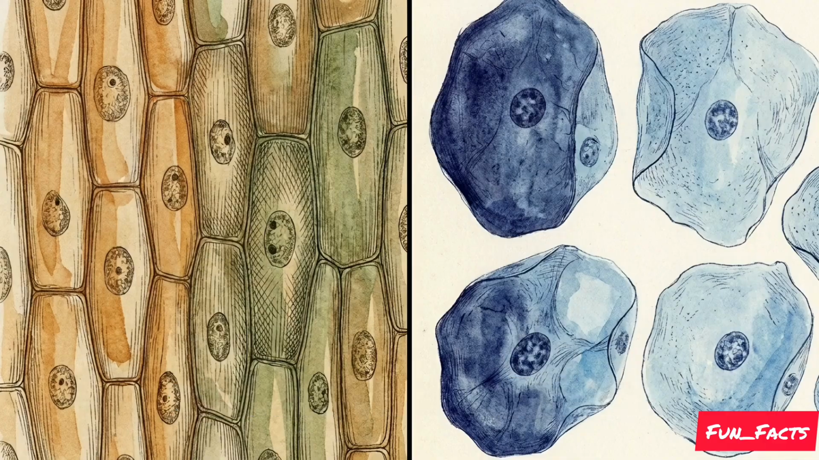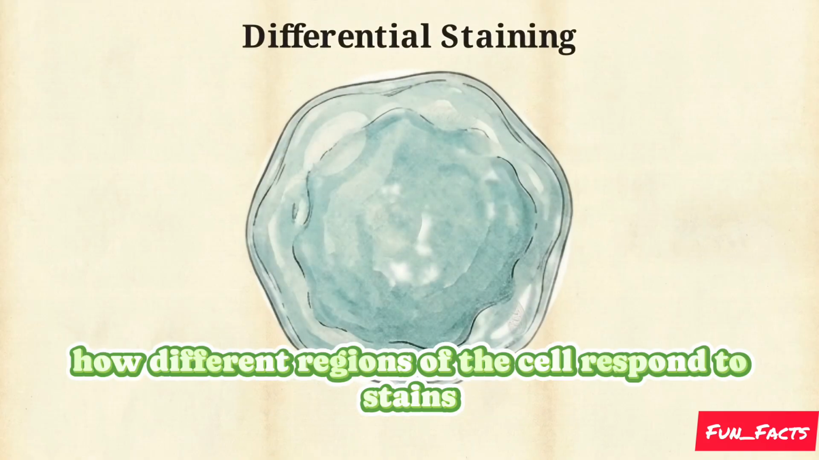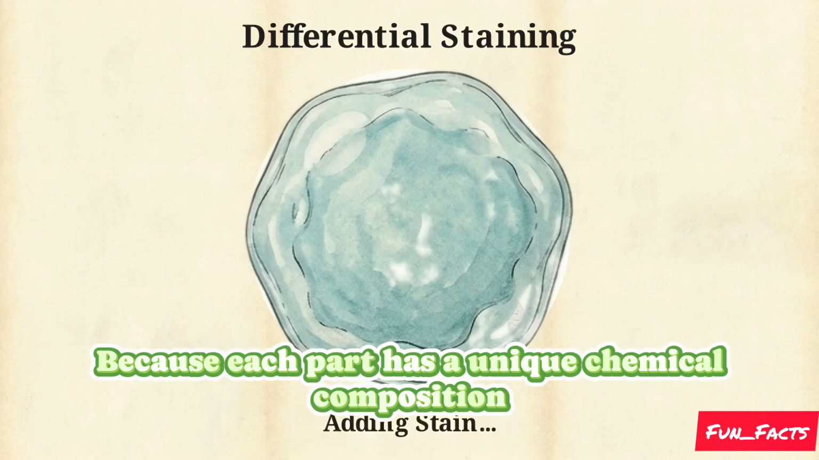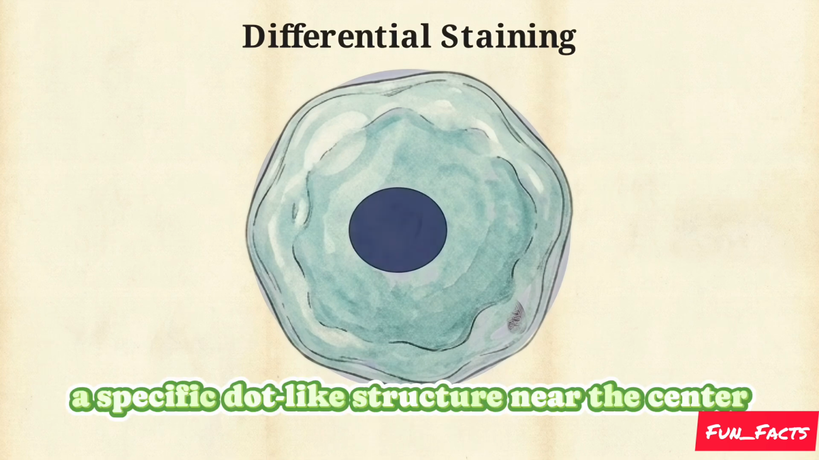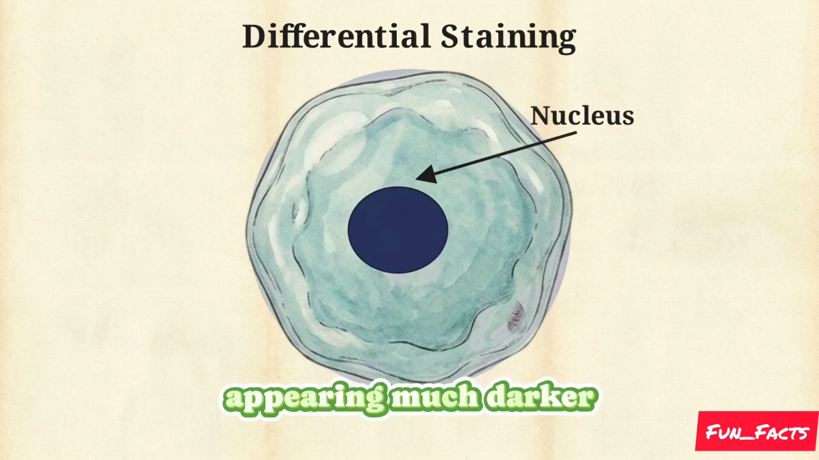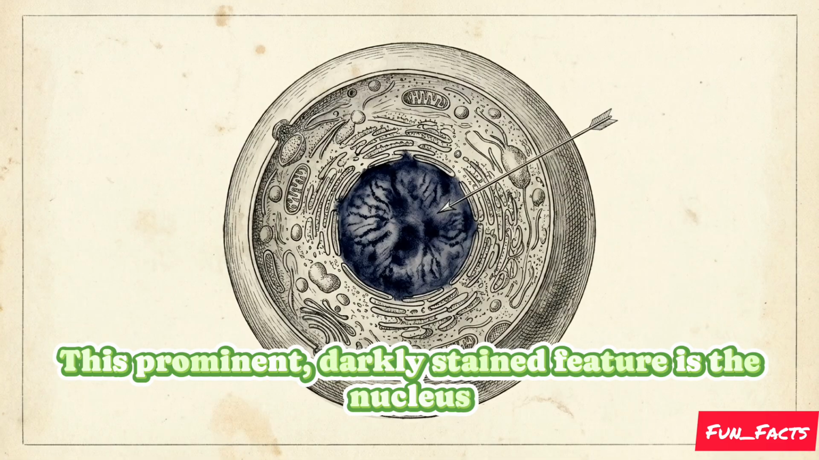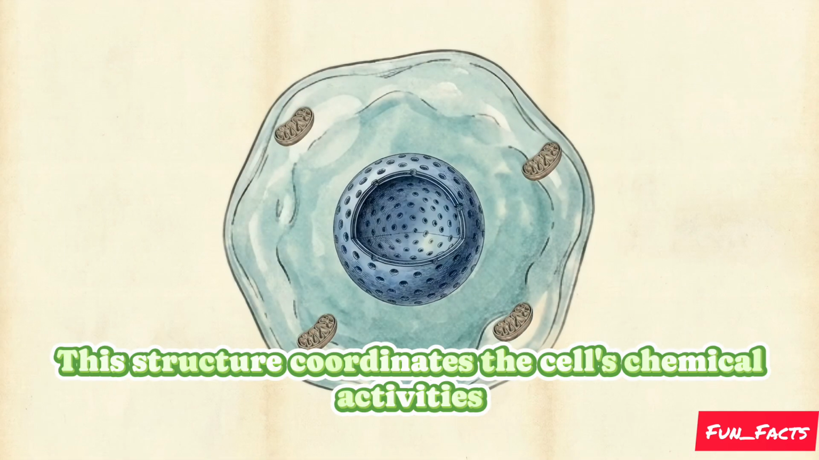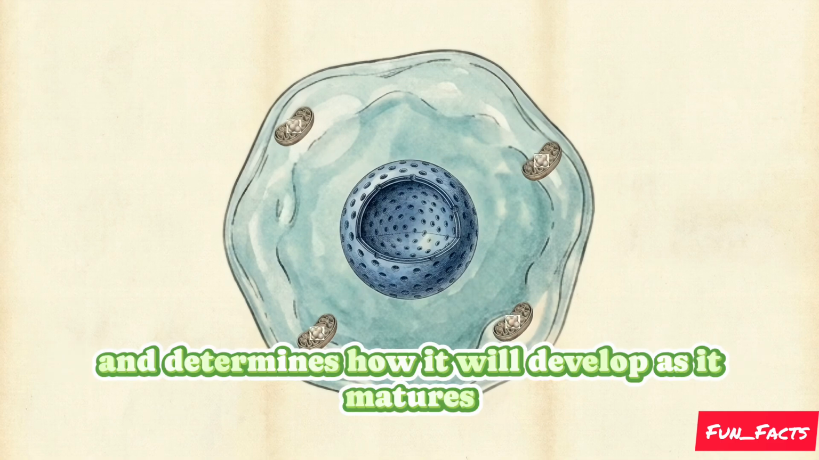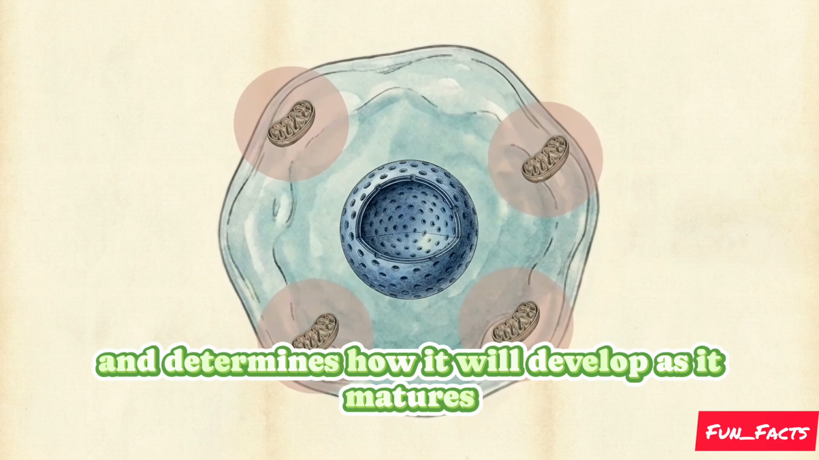previously invisible. This diagram shows how different regions of the cell respond to stains. Because each part has a unique chemical composition, they absorb dye at different rates. During this process, a specific dot-like structure near the center absorbs the most dye, appearing much darker. This prominent, darkly stained feature is the nucleus. This structure coordinates the cell's chemical activities and determines how it will develop as it matures.